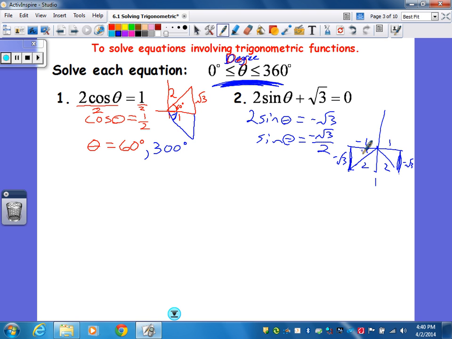60. And this is 60. So now I can just say, okay, that's 60 plus 180, so that's going to be at 240. Theta equals 240, and then the other one is going to be 300. Okay, so that's kind of what we're doing.